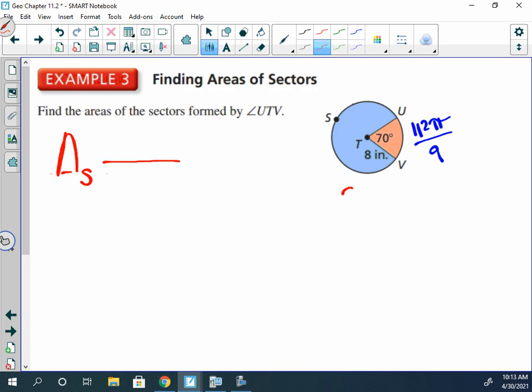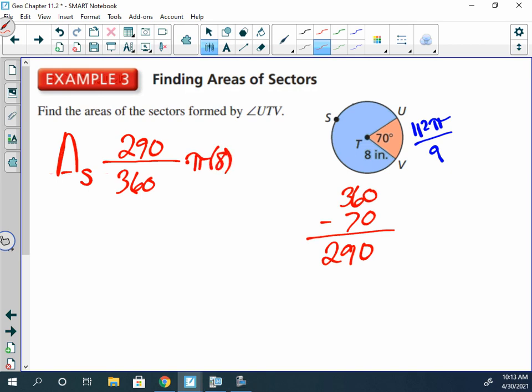Well, we could do 360 minus 70, so we can use 290 over 360 times pi times 8 squared. Because we're using the same formula, but instead of 70 degrees, the angle for the red sector, we're using 290, which would be the angle for the bigger segment. Because the two of those add together to be 360, yes?